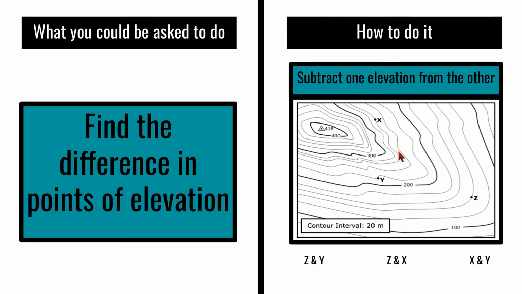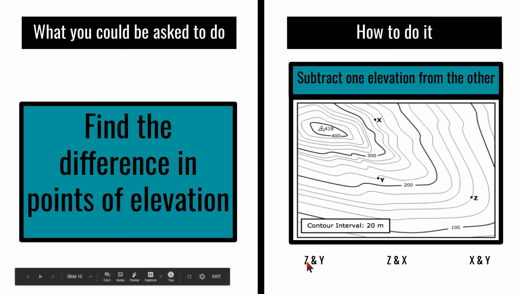Anyway, so what is X? This is 200, 220, 240. X equals 260. Y equals 220. Z equals 120, 140. Z equals 140. And then you have to find the differences.